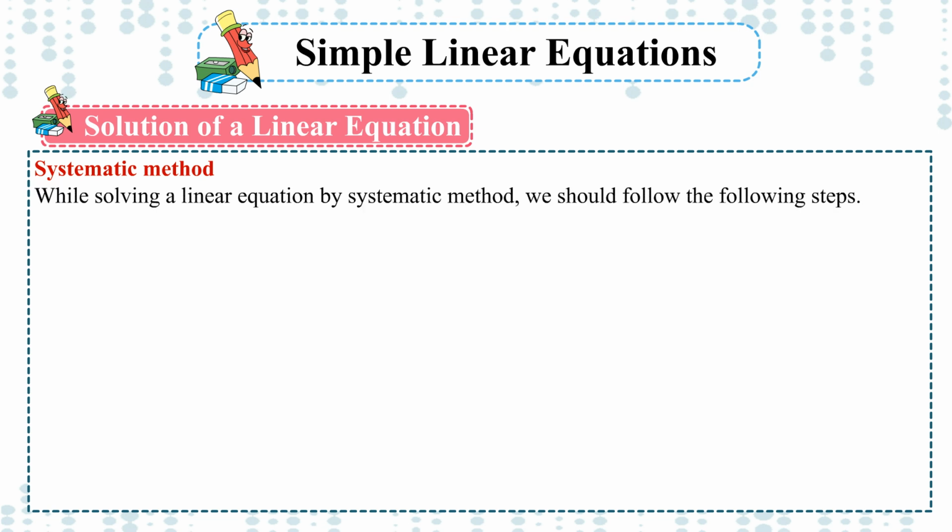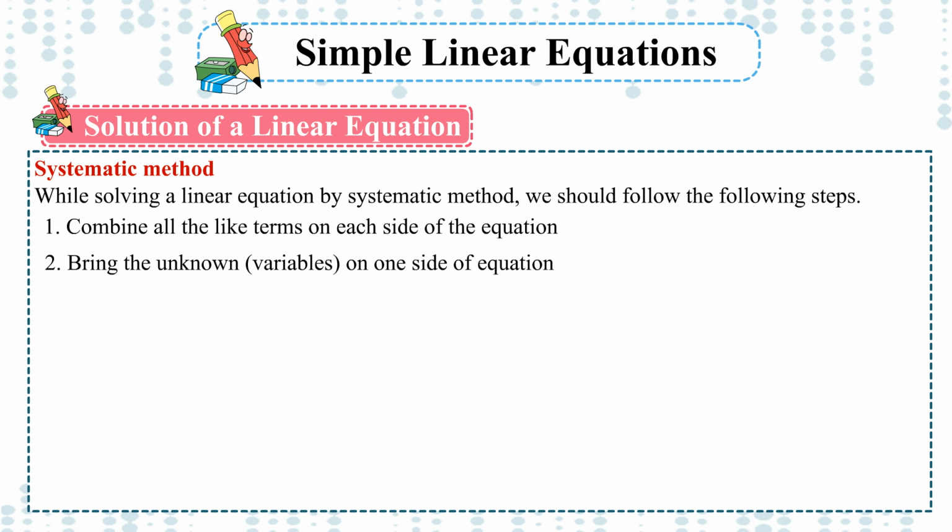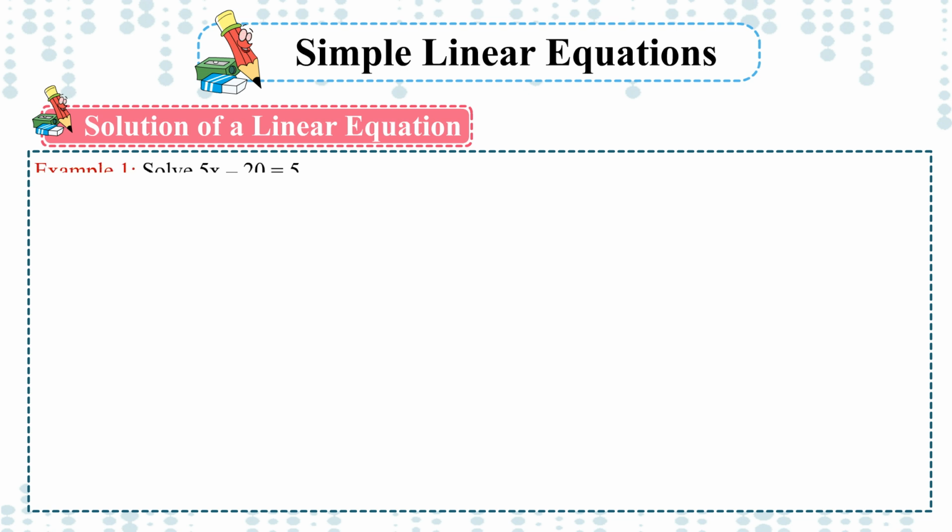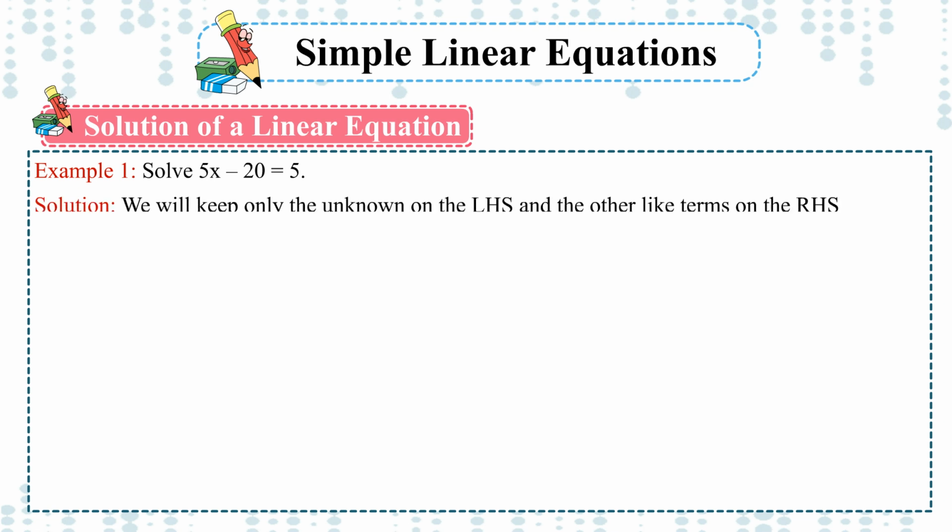Systematic method. While solving a linear equation by systematic method, we should follow the following steps. 1. Combine all the like terms on each side of the equation. 2. Bring the unknown variables on one side of the equation. Example 1. Solve 5x minus 20 is equal to 5. Solution. We will keep only the unknown on the LHS and the other like terms on the RHS. 5x minus 20 plus 20 equals 5 plus 20. Adding 20 on both sides, 5x is equal to 25.